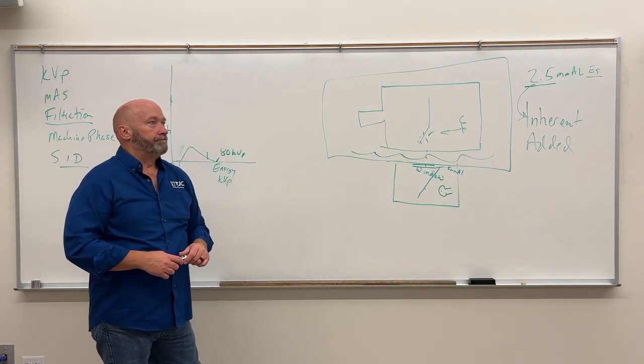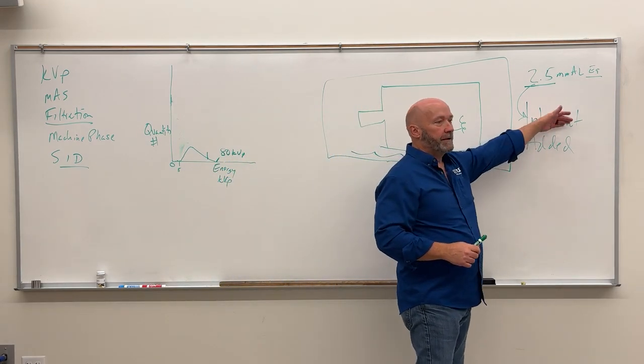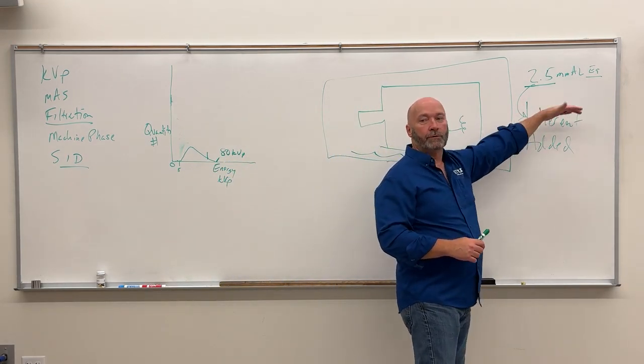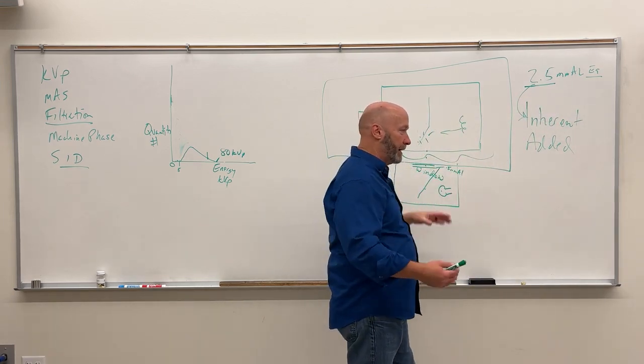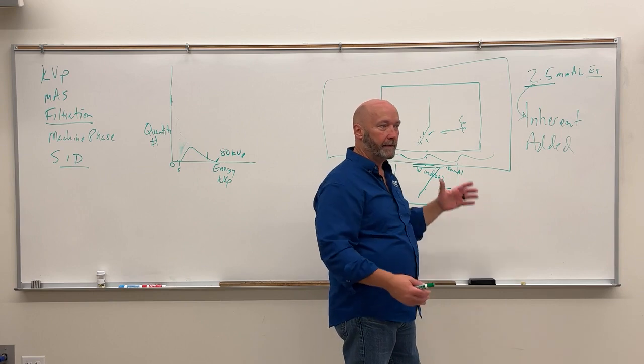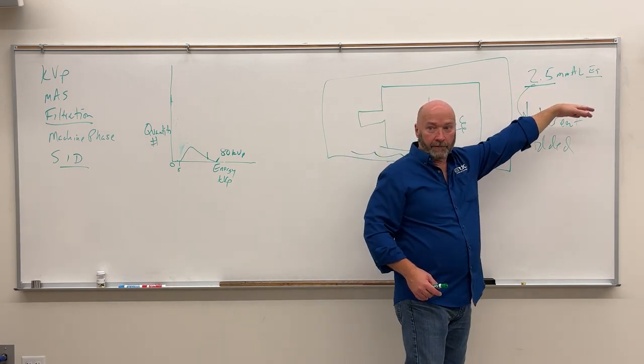So the definition of inherent filtration is something that you cannot remove from the imaging system. You can't do it. You can't scrape out the tube. You can't do anything. Okay? So it's going to come to you with 2.5 millimeters of aluminum.